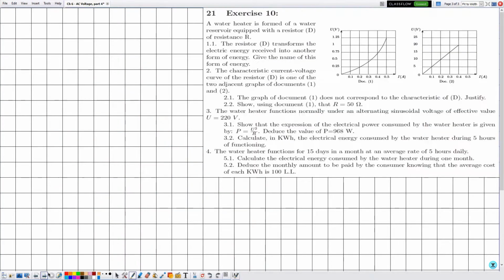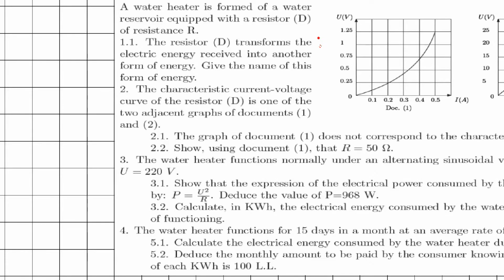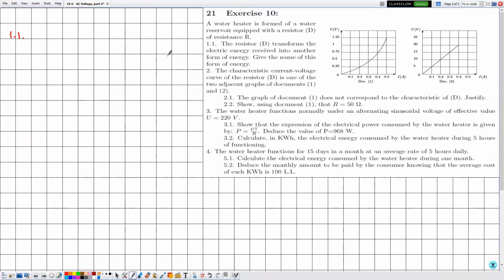Now let's move to the final exercise in this video, which is exercise number 10. Section 21. A water heater is formed of a water reservoir equipped with a resistor D of resistance R. Now 1.1, they are telling me the resistor D transforms the electric energy received into another form of energy. Give the name of this form of energy. We know this is given by the thermal energy, which is known as the heat energy, because there are two main roles of the resistor: to limit the flow of the electric current or to transform thermal energy.